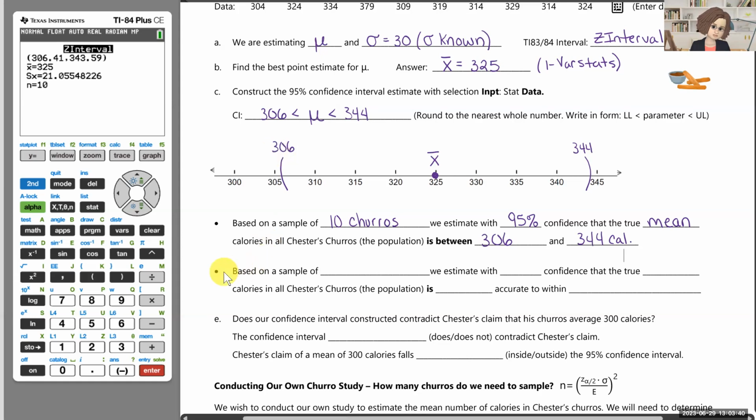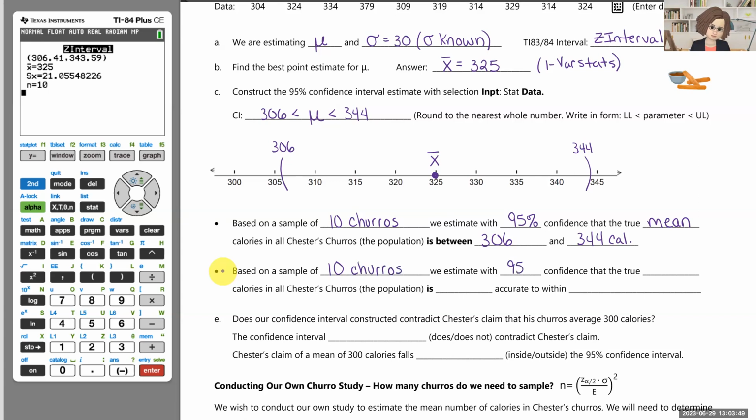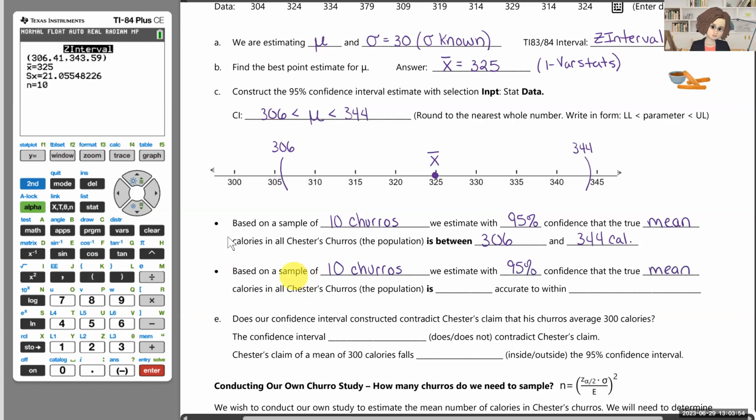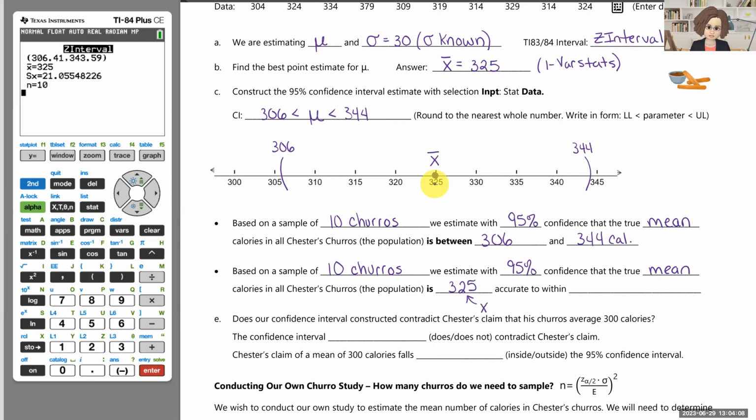Now I actually want to write this one in the second form. So starting the same way, based on a sample of 10 churros, we estimate with 95% confidence the true mean calories. So an equivalent way to express the interval would be to say that we think the mean is that point estimate, 325. So that's our X bar. And then accurate to within. So when we see within, we know that that's referring to our margin of error.